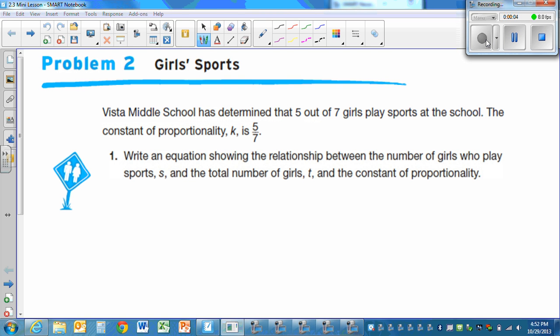Vista Middle School has determined that 5 out of 7 girls play sports at the school. The constant of proportionality, K, is 5/7. The question asks you to write an equation showing the relationship between the number of girls who play sports, S, and the total number of girls, T. An equation means that there's an equal sign and we want to set it equal to the constant of proportionality. So 5 is the girls that play sports and 7 is the total girls.